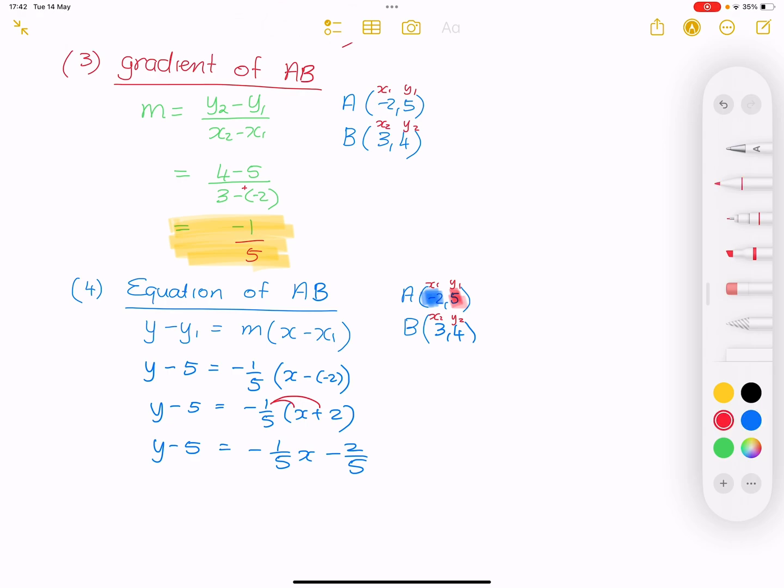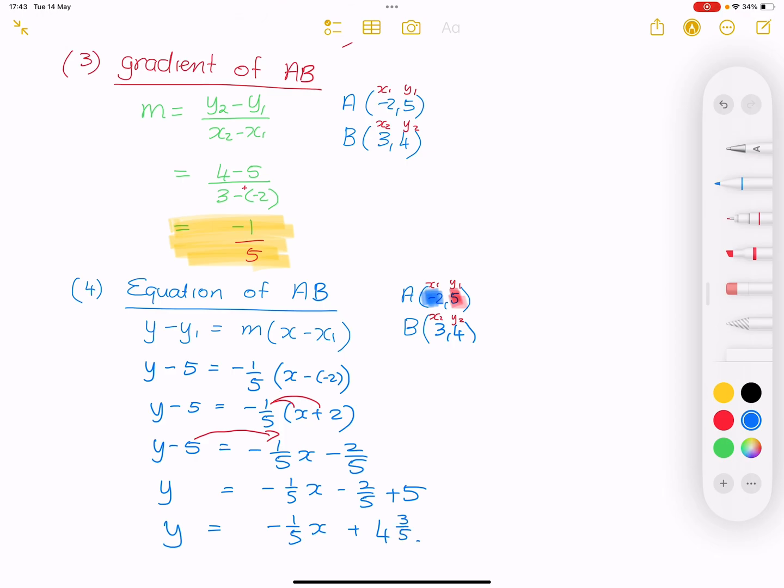Now we take that one over because we have to have it in the correct form. So we have y minus 5 is equal to minus 1/5 x minus 2 over 5, plus 5. So y is equal to minus 1 over 5x plus 4 and 3/5.